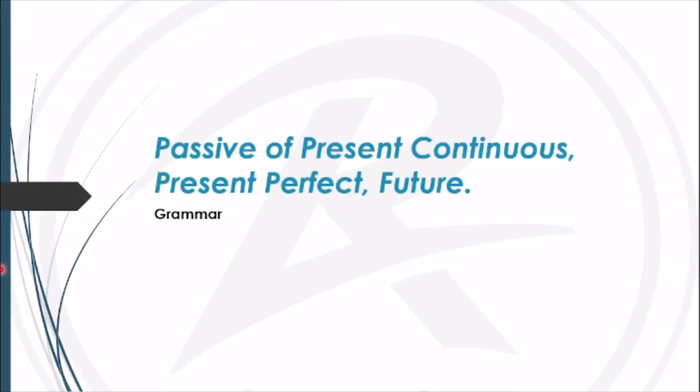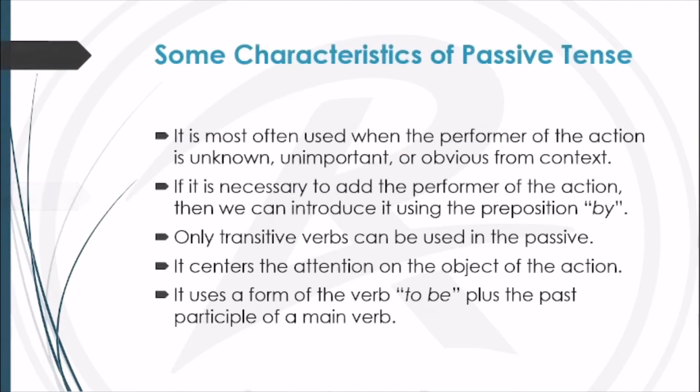Let's take a look at the characteristics of the passive voice, the passive tense. First of all, it is most often used when the performer or the doer or the agent of the action is unknown, unimportant, or is obvious from the context. So if we can infer the agent, the doer, or the performer from the context, then it's better if we use the passive voice.